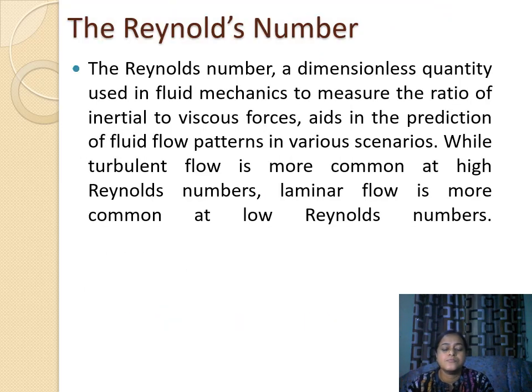Next, the most important thing in the Reynolds transport theorem: what is the Reynolds number? The Reynolds number is a dimensionless quantity used in fluid mechanics to measure the ratio of inertial to viscous force. It aids in the prediction of fluid flow patterns in various scenarios. Turbulent flow is more common at high Reynolds number, and laminar flow is more common at low Reynolds number.